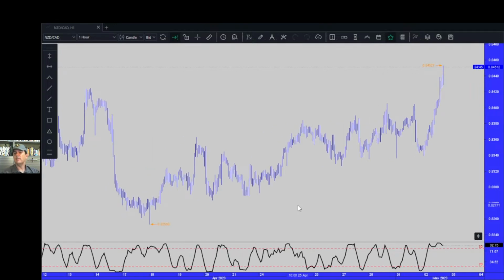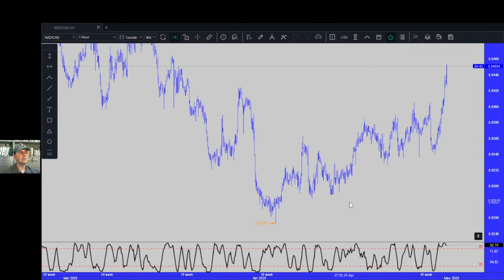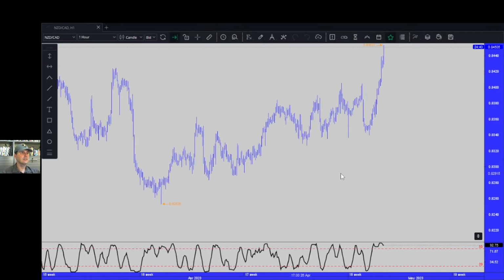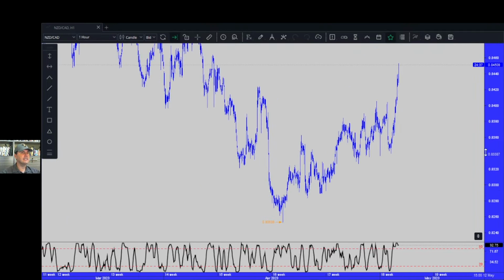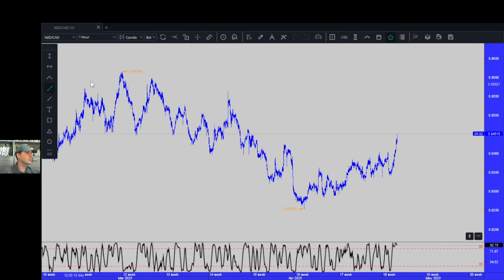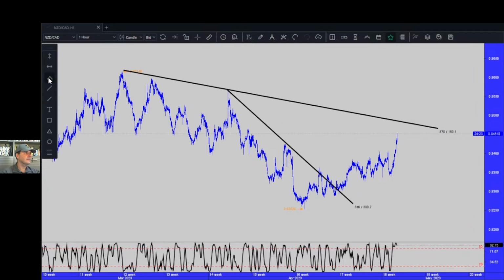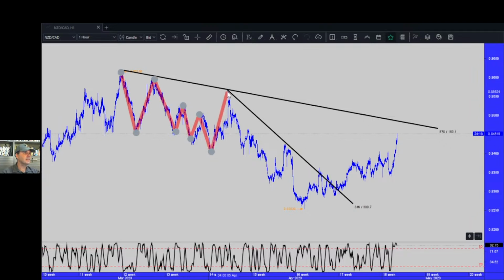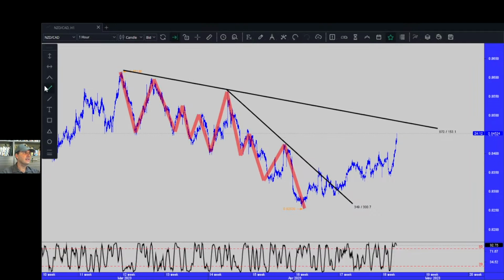Yes, you can go on the daily, you can go on the weekly, you can go on the 2 hour, 4 hour, whatever. Do we agree, everybody, that on the NZD-CAD 1 hour chart the market was making lower lows, lower highs, lower lows, lower highs, and now the same market's making higher highs, higher lows, higher highs, higher lows. Do we agree, everybody?